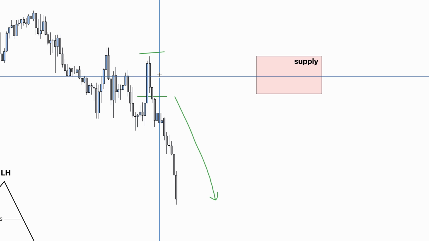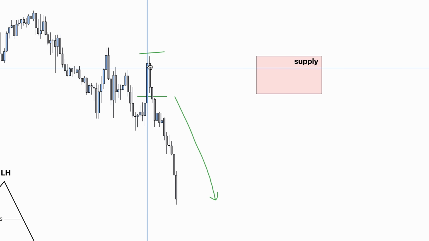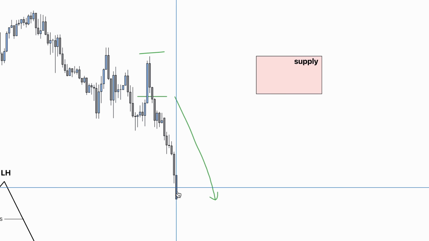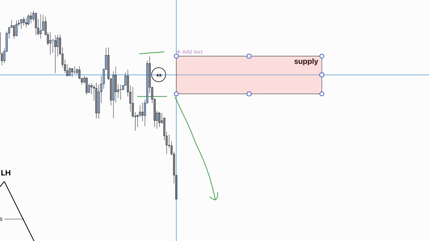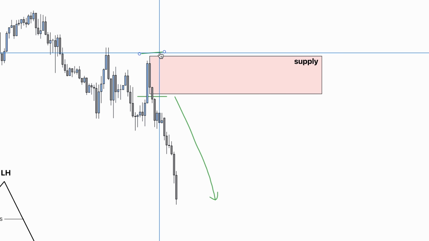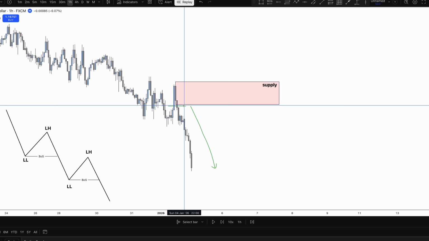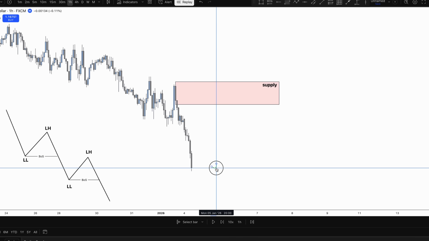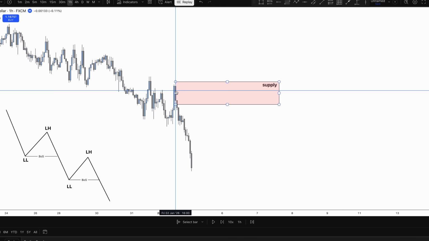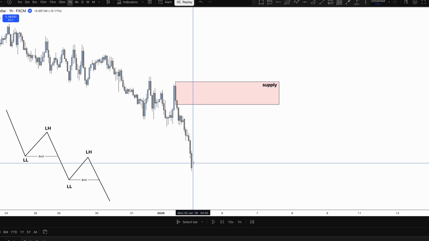After this gray candle with the open there, the close there, and equal wicks either side, we had an impulsive move to the downside. So this becomes our supply zone. That's the point where sellers took control of the market from buyers. Now, as you can see, after the supply zone, we have a large impulsive move down.